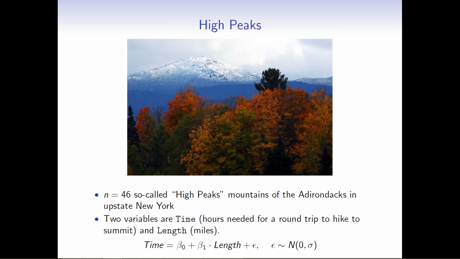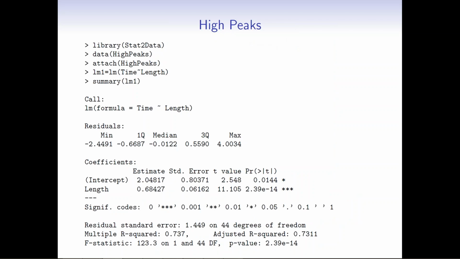And so 2 variables in the data set are the time, how long it takes to hike from the trailhead to the summit and back, and also the length, how many miles it is from the trailhead to the summit and back. And we might be interested in modeling the relationship between these 2 variables with the simple linear model shown at the bottom of the screen. So we're seeing some Greek letters. We're seeing the errors are said to be normally distributed with a mean 0 and a standard deviation. So that's some basic mathematical writing.